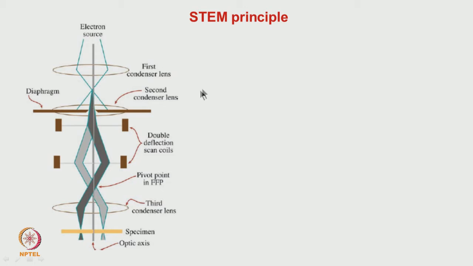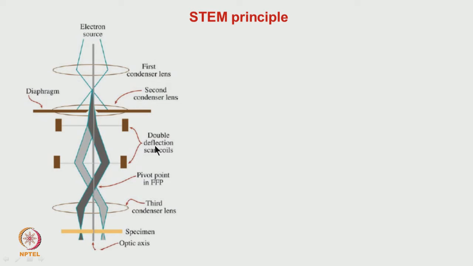Suppose we wanted to use it as a scanning and transmission electron microscope, what we have to do is make the beam as fine as possible. What is essentially being done is using some deflection coils. Essentially the beam is being made into a fine parallel beam, and one additional lens has been added in the condenser lens, this lens makes this convergent beam.